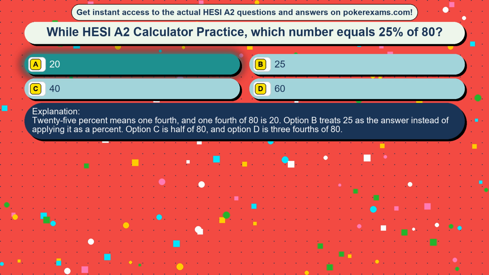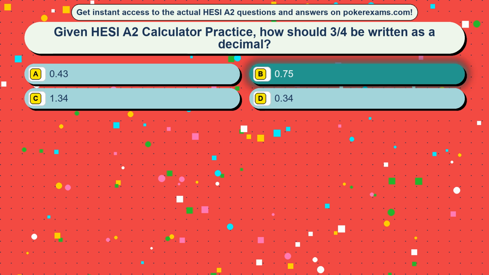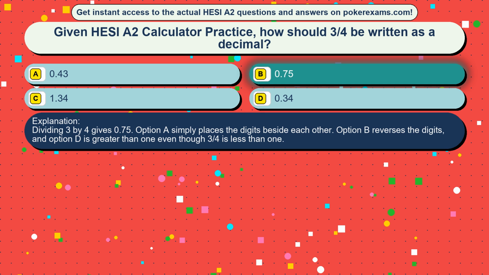Question 38. Given HESI A2 Calculator Practice, how should 3/4 be written as a decimal? Option A, 0.43. Option B, 0.75. Option C, 1.34. Option D, 0.34. The correct answer is option B, 0.75. Dividing 3 by 4 gives 0.75. Option A simply places the digits beside each other. Option D reverses the digits, and option C is greater than 1 even though 3/4 is less than 1.